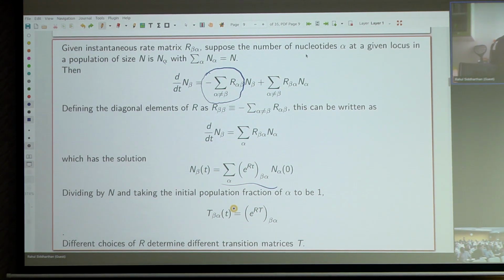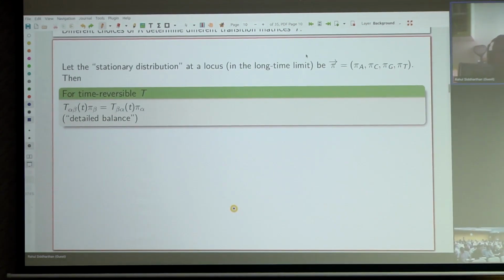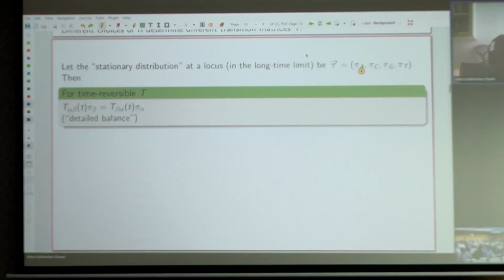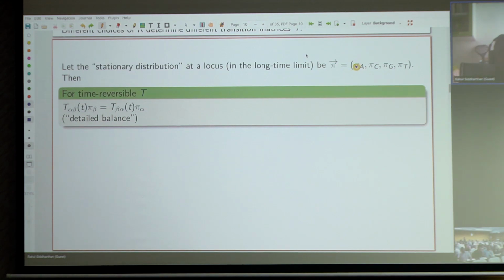So how do you choose a matrix R? Okay, before that, there are some properties that this T matrix satisfies. One is if it is time reversible, which it should be, it satisfies a property called detailed balance, which essentially is, okay, so this is called the stationary distribution, which is what we were looking at. Like at any position, what is the distribution of these four nucleotides? For example, in the middle position of CTCF, this is almost 1 and the rest are almost 0, but for most of the genome, you'll find 0.3 for A and T, 0.2 for C and G roughly.